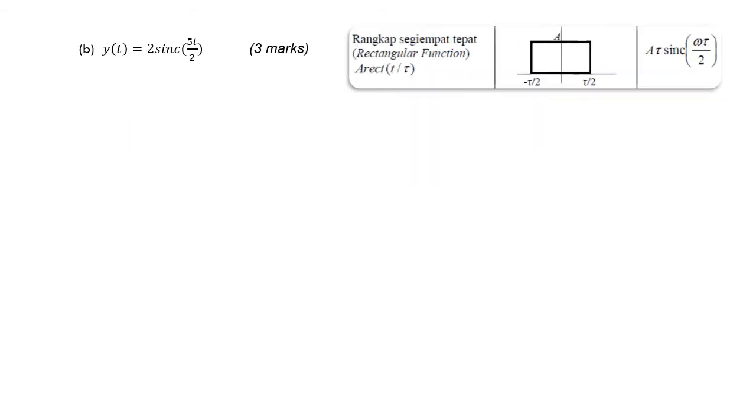Now look at the second example, question 1b. Given is the sinc function in t. From the Fourier transform table, you know that the rectangular function will be in t, but the sinc function will be in omega. Therefore, you need to use the duality concept. From the previous Fourier transform properties, I have discussed the duality property.